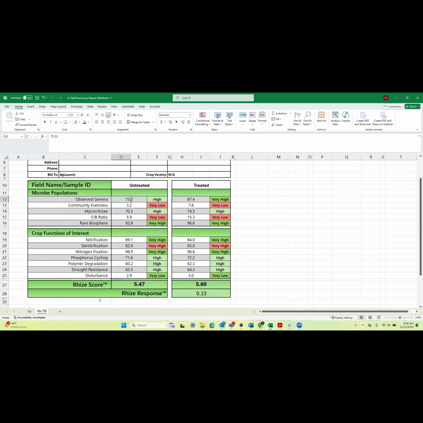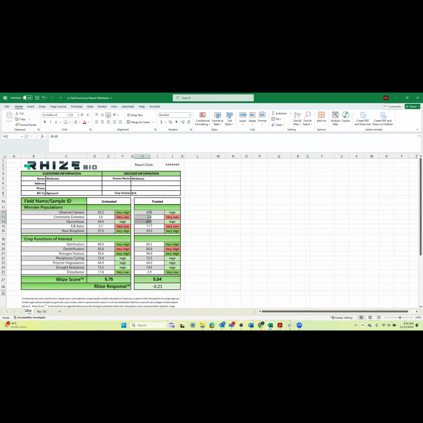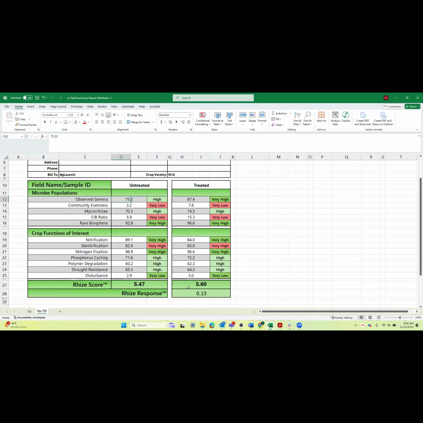It's not a huge difference. It's only a 0.1 response versus a minus 0.2, but it is a positive versus a negative. We did see an improvement in the no-till soil.